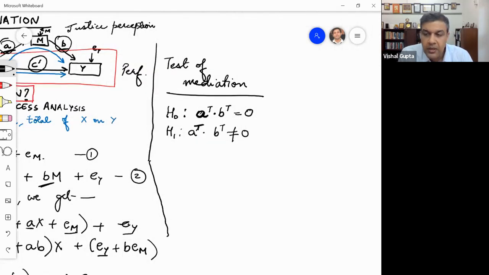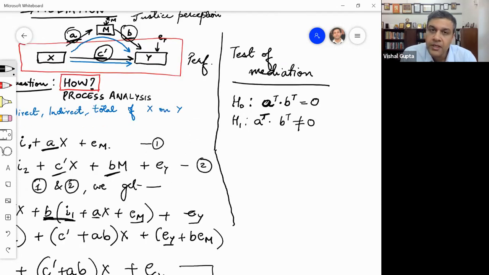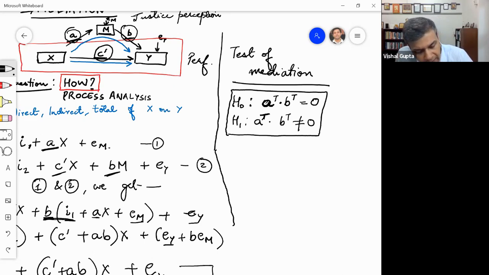You will have to talk about this irrespective of what happens to your direct effect. We are not concerned with what is happening to the direct effect here. If you have to talk about mediation, that there is a significant mediation in my research, you will have to talk about what is happening to your indirect effect. Is the indirect effect significant or not? Now, how do you do it? I will not go into detail here because we don't have the time.